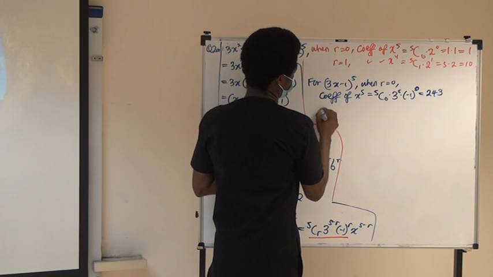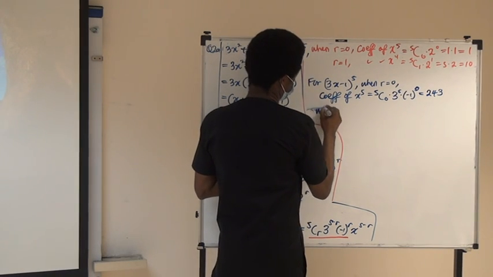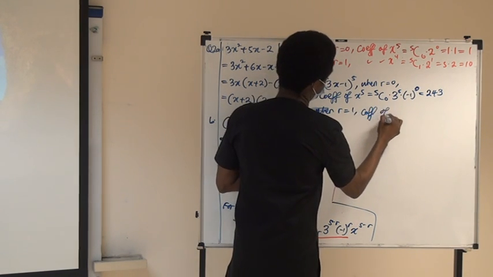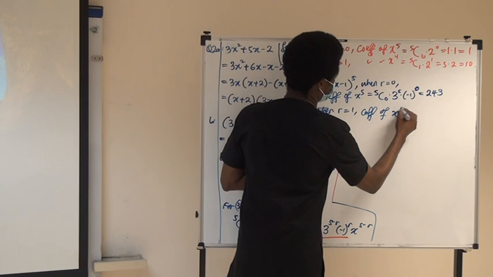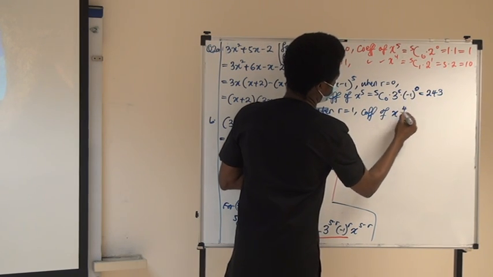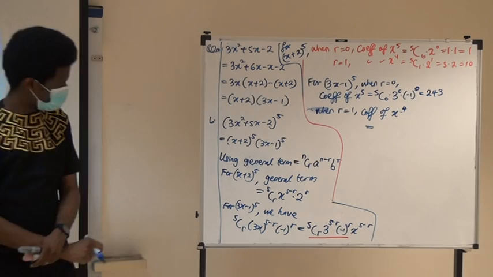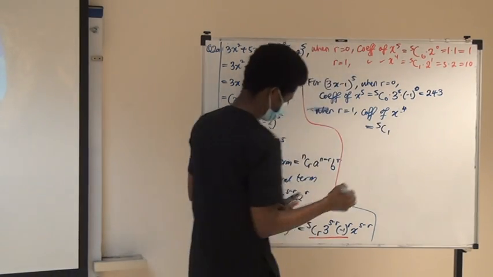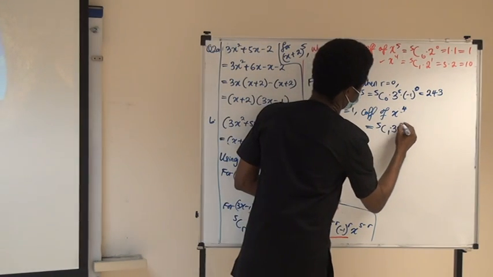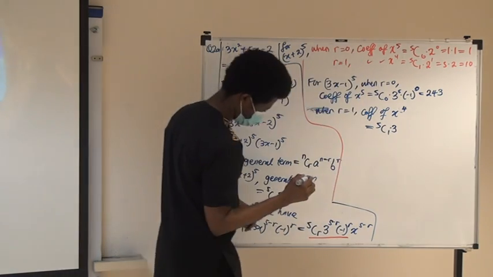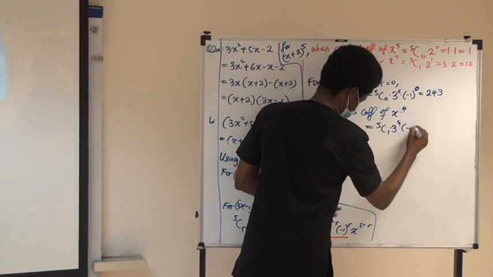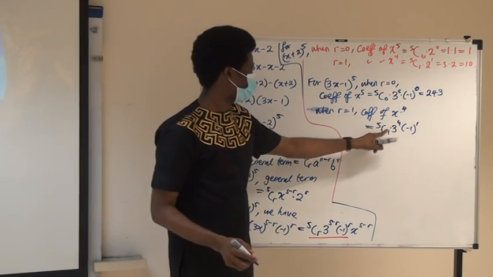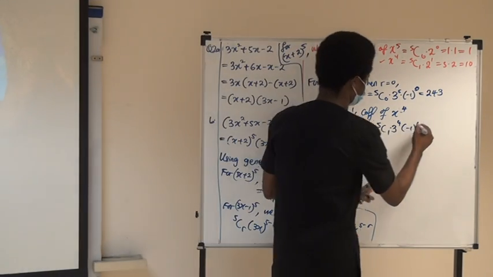Then, when r equals 1, you'll be dealing with coefficients. Well, my spelling is horrible, so just leave it like that. Coefficient of x to the power 4 will be what? 5c1, 3 to the power of what? 4. Negative 1 to the power 1. So that's the negative term. This is 5, 81, and negative 1. What's that?